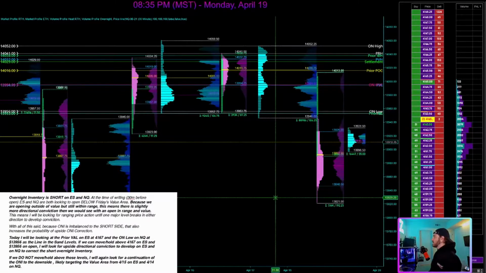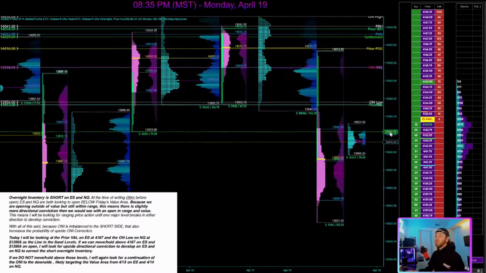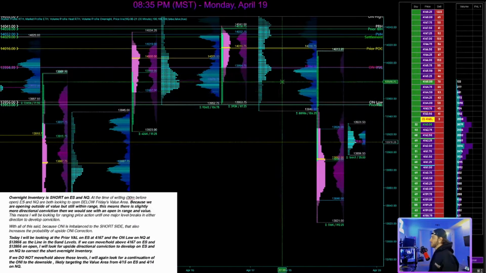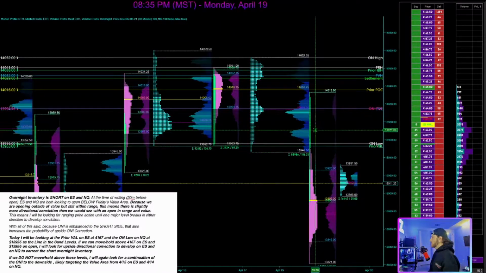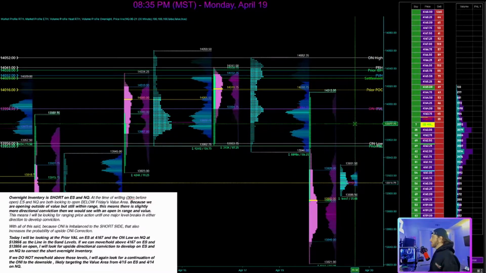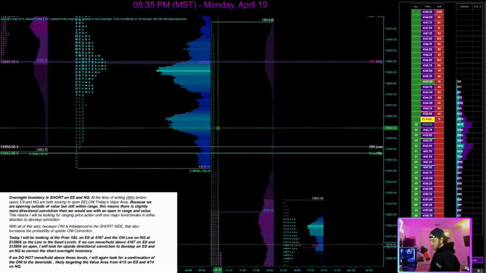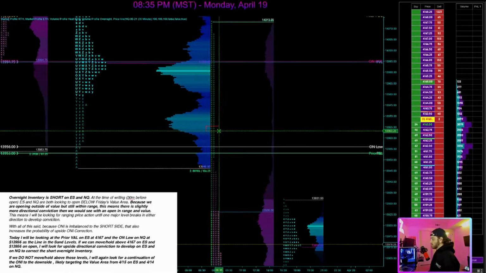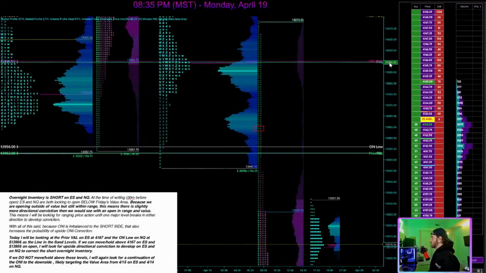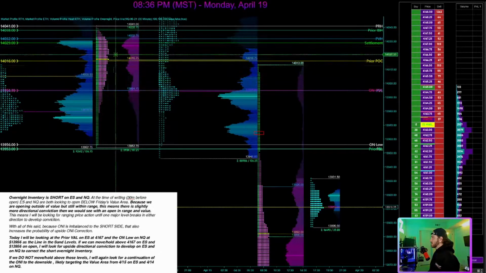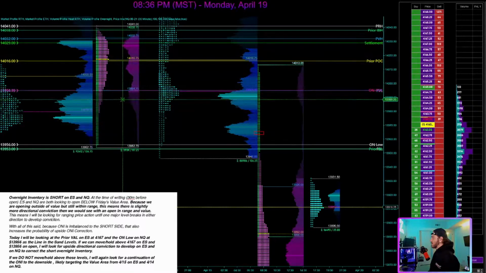So with that said, we were also looking to open within range, but outside of value from Friday's session, right? So you can see that if I zoom in and we look at the O period, here is the open right there. You can see that we opened outside of yesterday's value area, but within Friday's range.